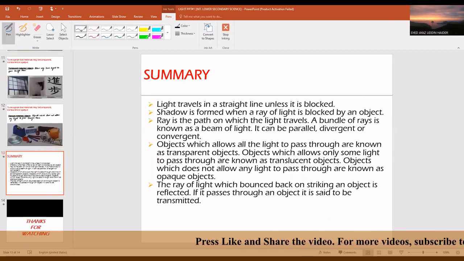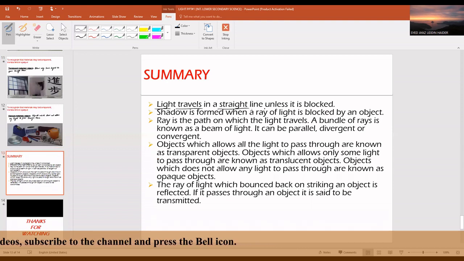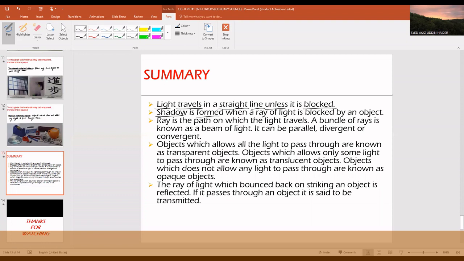So here's a summary of this video lesson. Light travels in a straight line unless it is blocked. Shadow is formed when a ray of light is blocked by an object. A ray is a path on which the light travels. A bundle of rays is known as a beam of light. It can be parallel, divergent, or convergent.